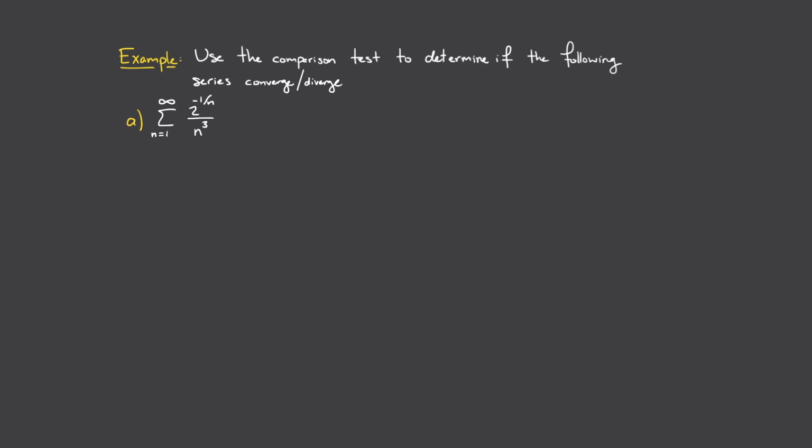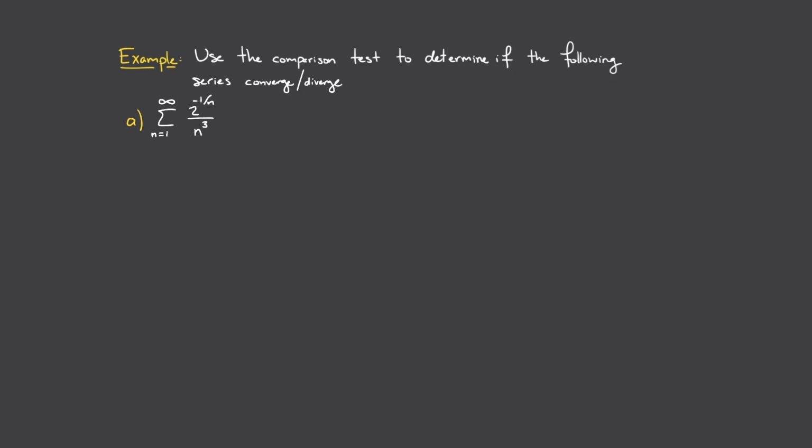In other words, it seems like this series should behave like the sum of 1 over n cubed, which is a p-series with p equal to 3, and so it converges. Therefore, our guess is going to be that the series converges. So, let's try to find a bigger series that we know converges.